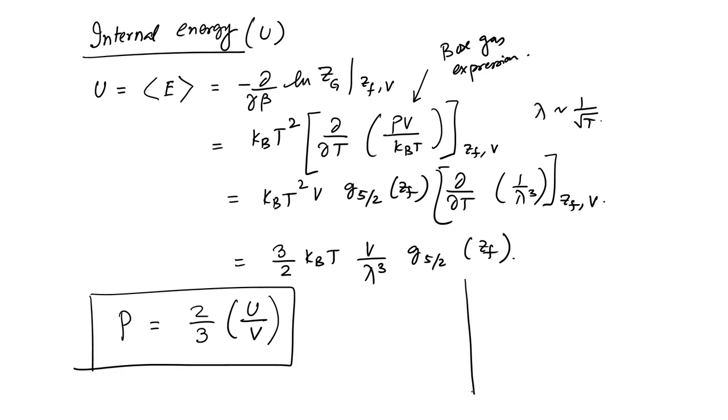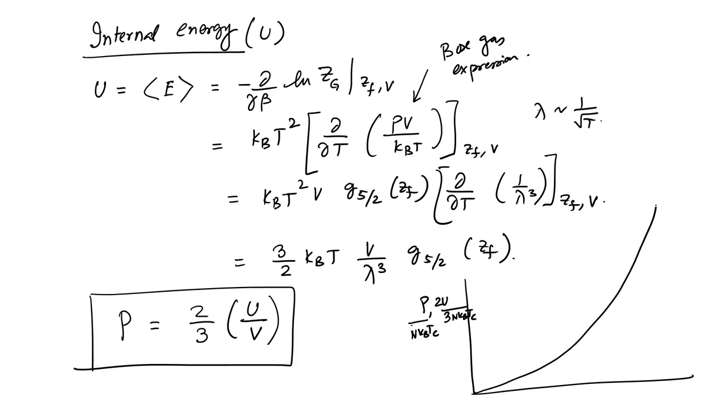In fact, if you plot P over NKTc and 2U over 3NKTc as a function of T over Tc, you get a curve like this, and you get a transition. This is at T over Tc equal to 1. So that's the transition line, and this is the classical expression, which is PV by KT equal to constant. So this is classical and this is the BEC.